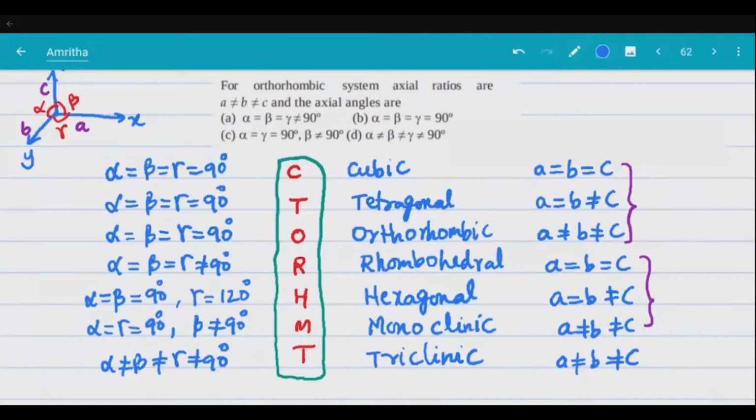Now see this, which is matching orthorhombic. So without any doubt, A not equal to B not equal to C. Yes. Alpha, beta, gamma is how much? CTO, right? Option B. Exactly, this is option B. Got it, right? So this is a question from solid state, and it's a basic question. 7 crystal systems on your fingertips. Okay, we'll move on to the next question.